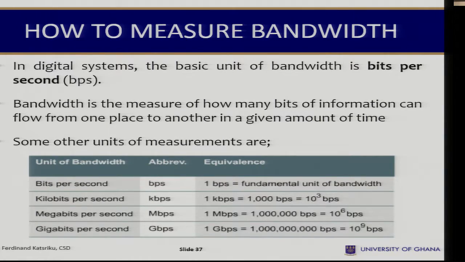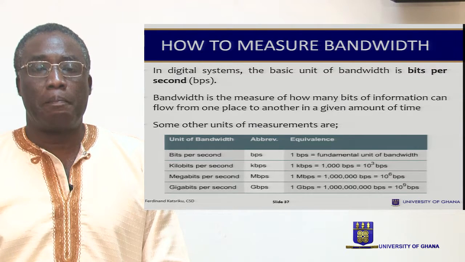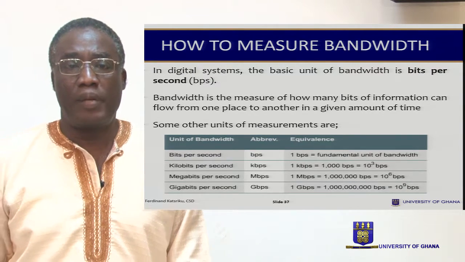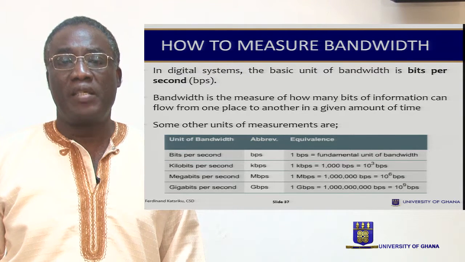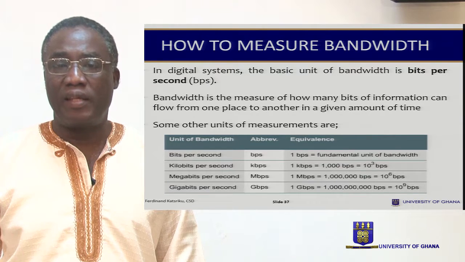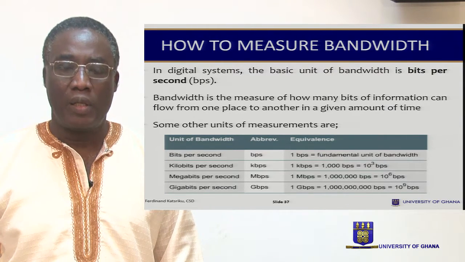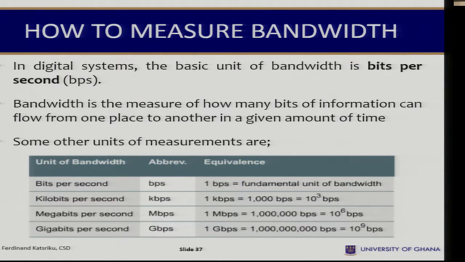How do you measure bandwidth? In digital systems, the basic unit of bandwidth is bits per second. We measure bandwidth in bits per second. Bandwidth is a measure of how many bits of information can flow from one place to another in a given amount of time. The table shows you some other units that are used.